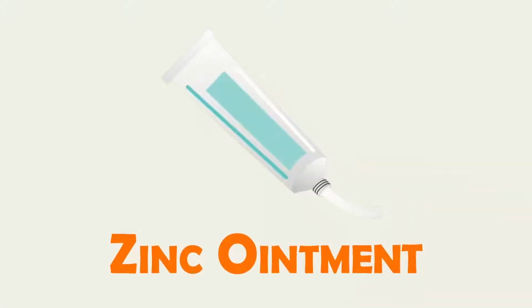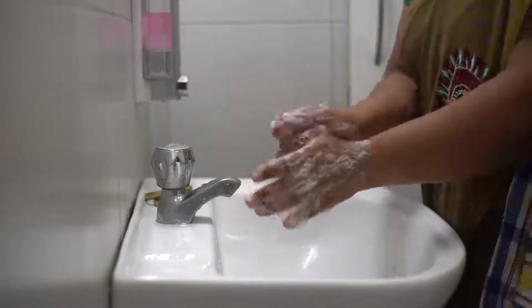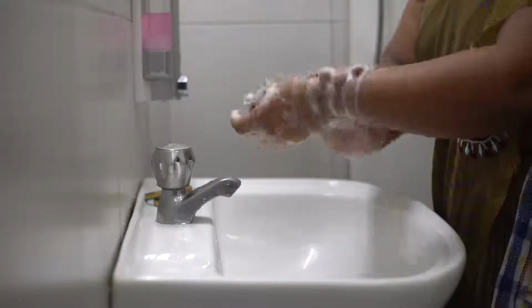Allow the area to dry and then apply zinc ointment. Make the child wear cotton diapers. Wash your own hands with soap and water after you have helped the child in the toilet.